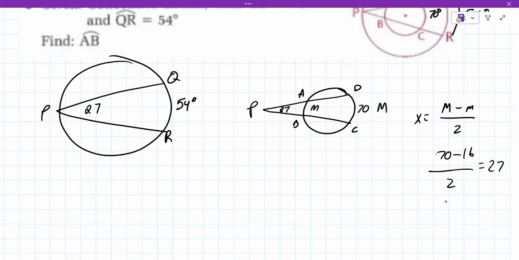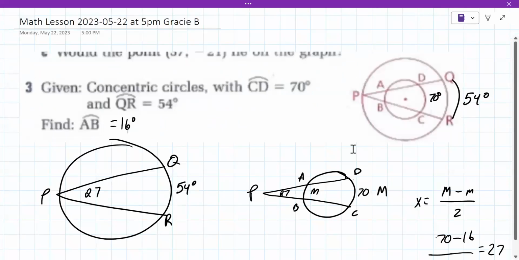So yes, that's 16 degrees. This idea of breaking apart the much more complicated drawing into something much simpler. Notice I've only got the circle and two line segments drawn, whereas there's a bunch of stuff going on here. That could help. And also relabeling it.